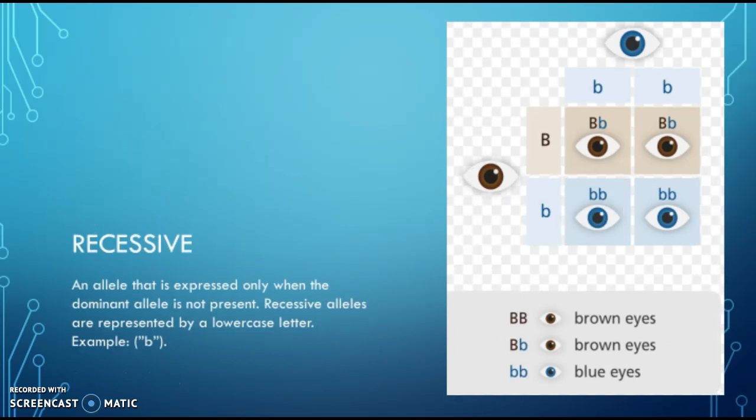Recessive. An allele that is expressed only when the dominant allele is not present. Recessive alleles are represented by a lowercase letter. For example, the lowercase b. On the right, the chart for eye color blue with the lowercase b shows that it's a recessive gene.